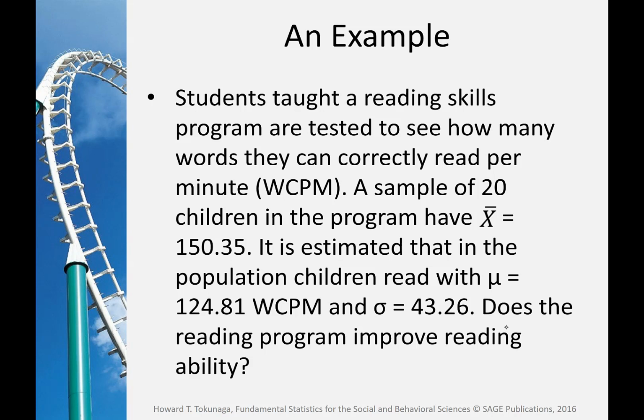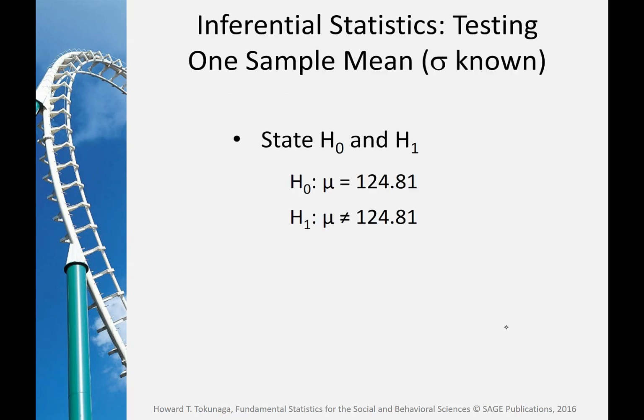Is that a representative sample of 20 kids? No. I mean, there are 20 of them, but they're not randomly drawn from the giant bucket of infinite 4th graders. Right? So I need to take into account the fact that my 150.35 is derived from a sample.